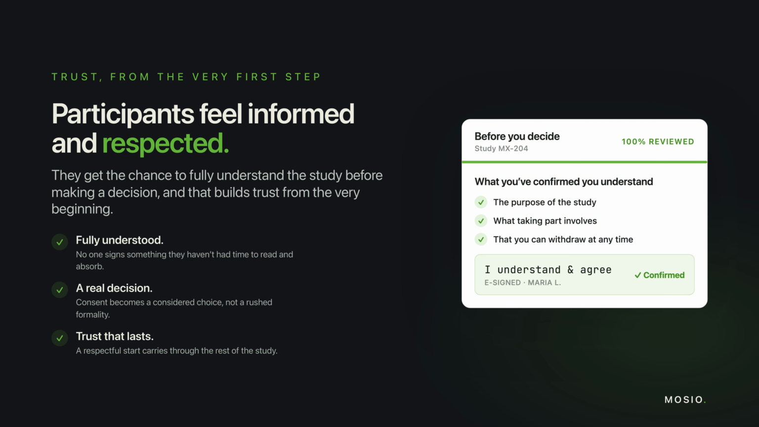Participants feel informed and respected. They get the chance to fully understand the study before making a decision, which builds trust from the very beginning of their involvement.